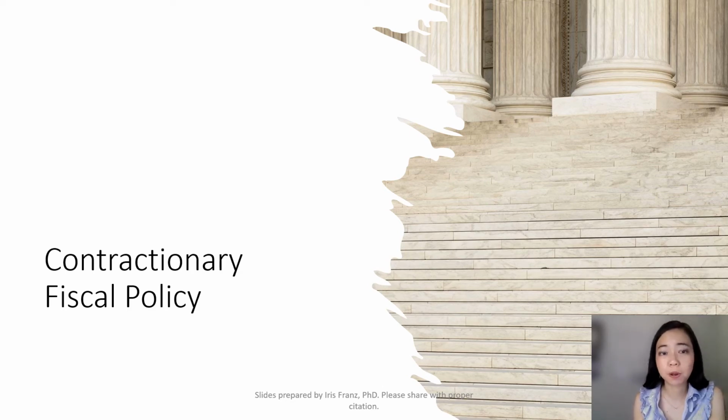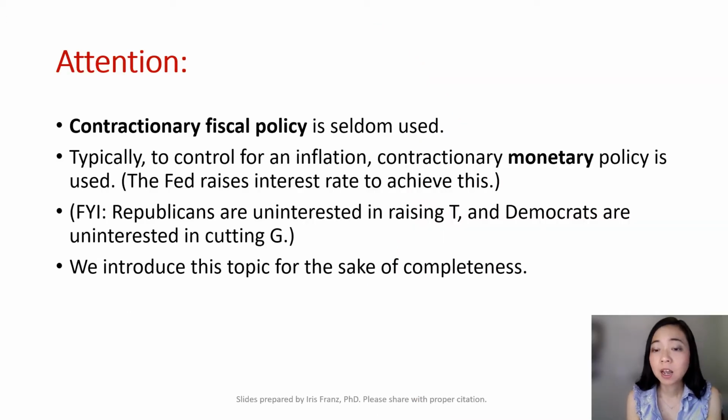Today we're going to talk about contractionary fiscal policy. Notice that contractionary fiscal policy is seldom used here in the United States. Typically, to control inflation, we will use contractionary monetary policy instead. That means the Federal Reserve will raise interest rates in order to curb inflation and reduce aggregate demand.